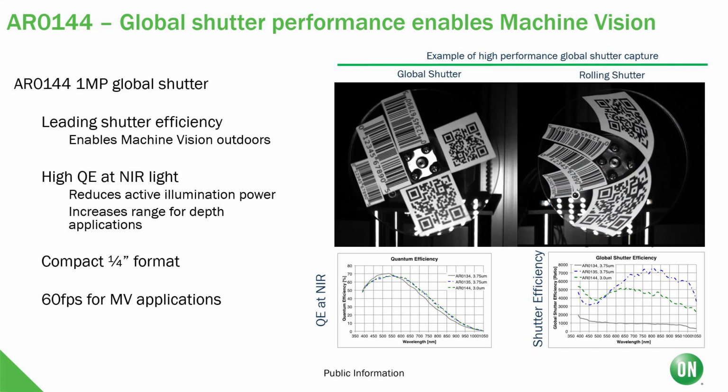The 144 offers a very small format, about 4 millimeters diagonal, and as mentioned before, up to 60 frames per second operation.